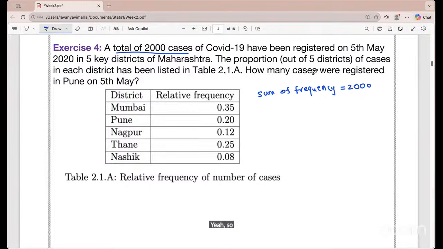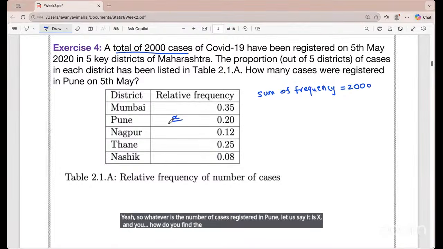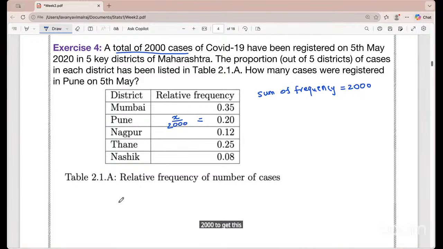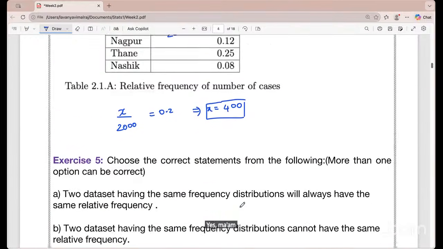Whatever the number of cases registered in Pune, let us say it is X. How do you find the relative frequency? You divide it by 2000. So you see that X by 2000 is 0.2. So what should be your X? 0.2 into 2000, which is 400. So your answer is 400. Is this clear for everyone? Yes, ma'am.